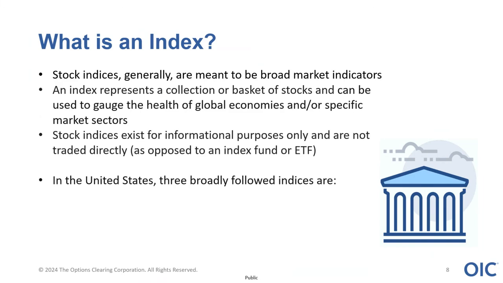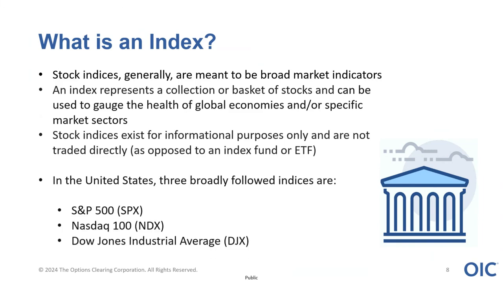Now, in the United States, there are three big indices that we talk about all the time. As you know, the S&P 500, the NASDAQ 100, and the Dow Jones Industrial Average. These are three of the biggest. There are more of them out there, obviously, but these are three of the biggest and most commonly used indices when we're talking about how these things represent the broader market.